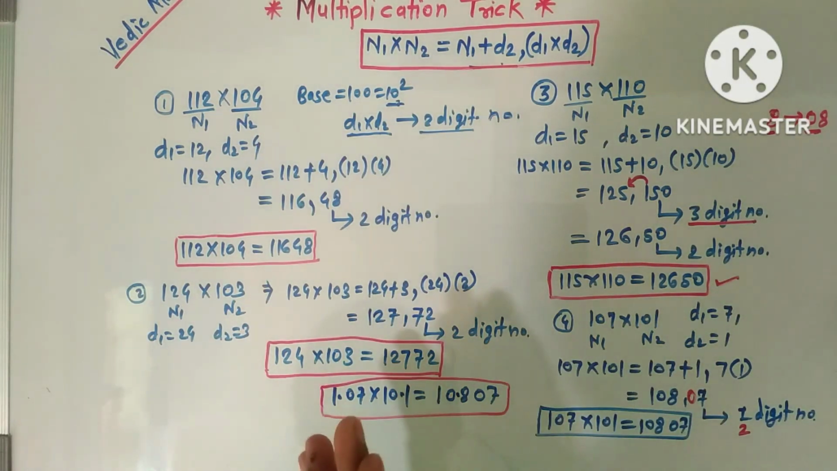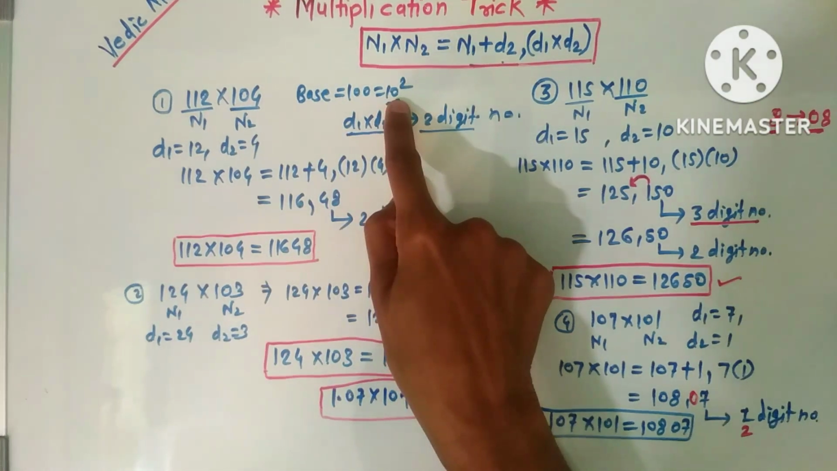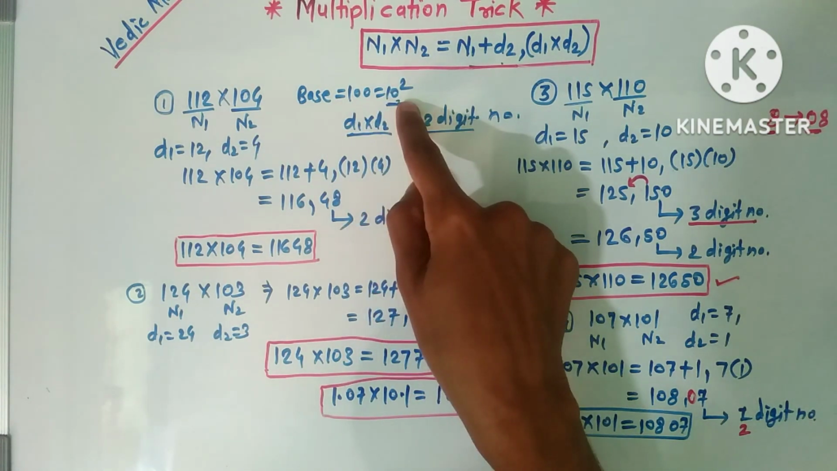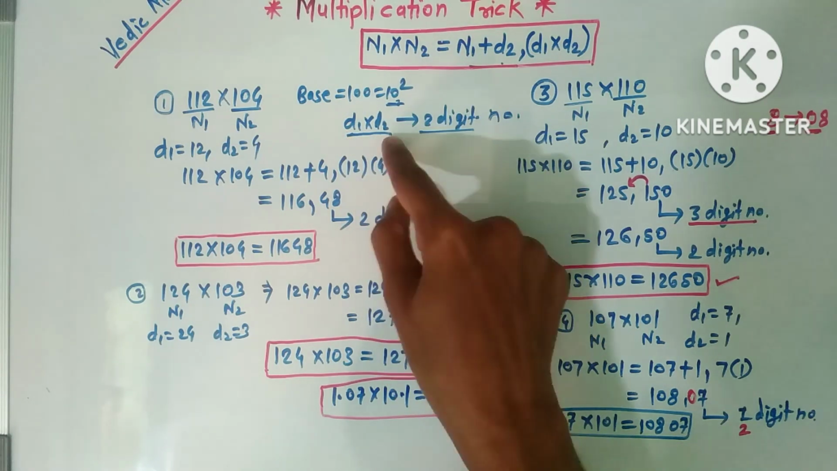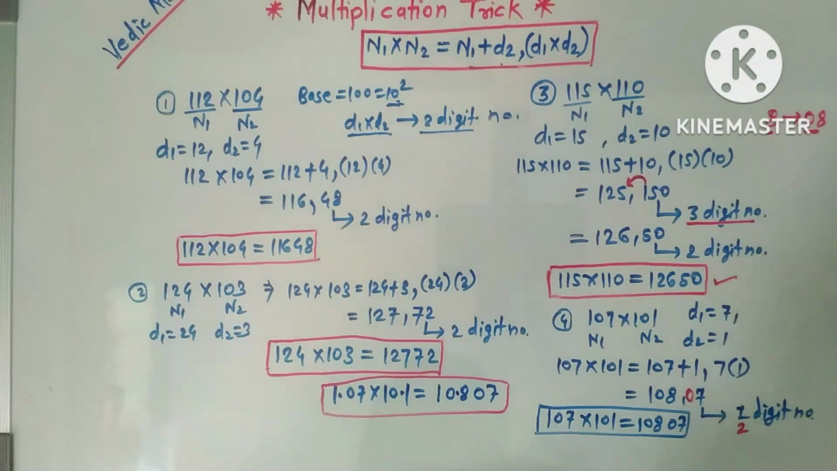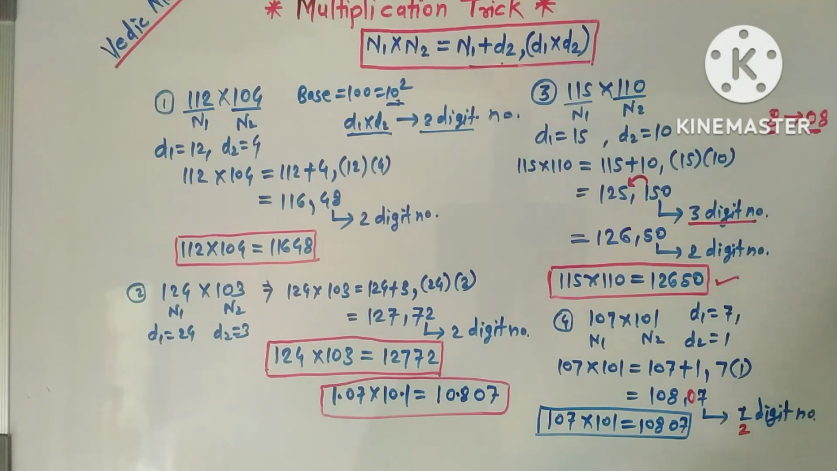So in this way you can calculate the product of any numbers which are near to 100, and both numbers should be below 100 or above 100. And whatever base you are considering, the power of that 10, here we are considering base 100, that means the power of 10 is 2. So the product D1 and D2 should always be a 2-digit number. So in this way we can find the product of numbers which are near to 100 by using this trick.